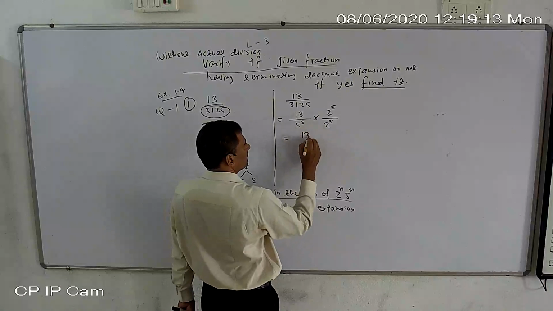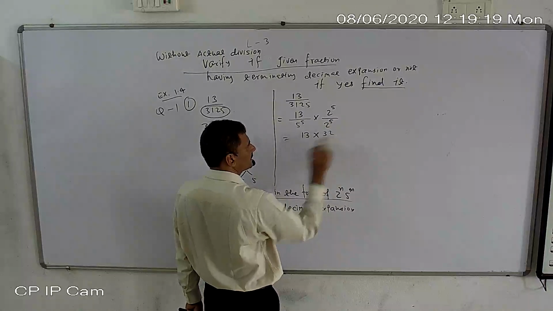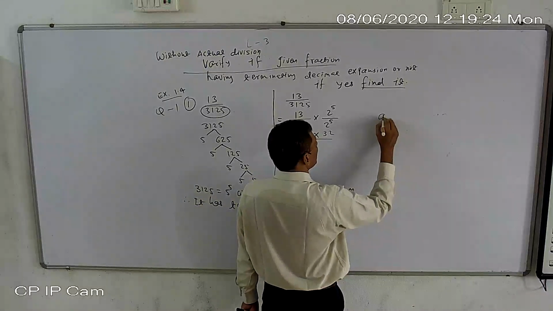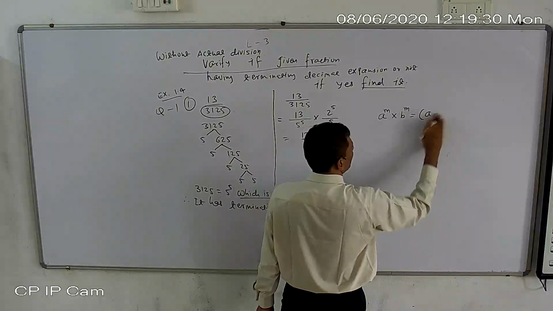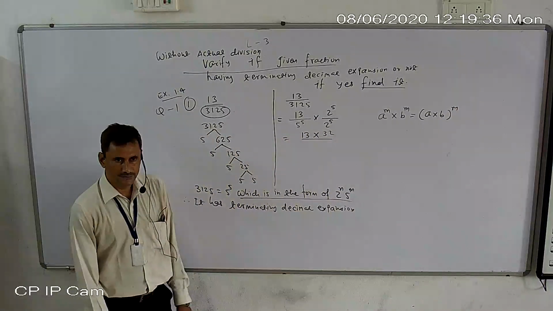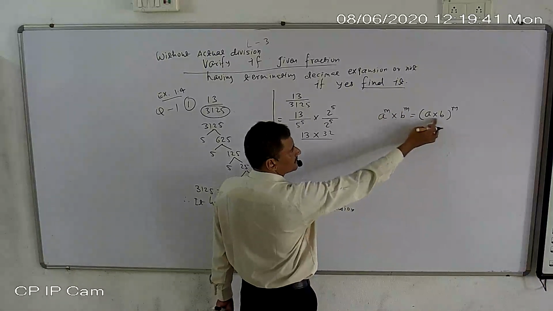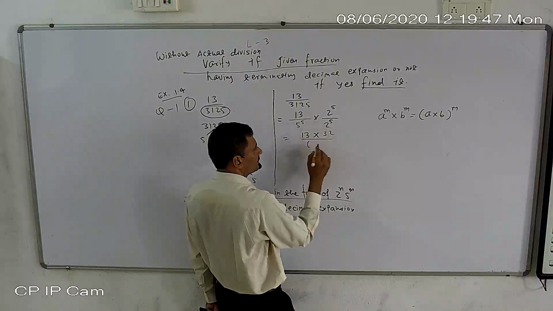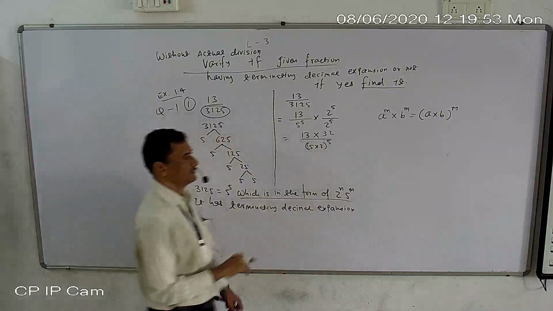Now in the numerator it becomes 13 into 2 raised to 5. Now don't multiply this yet. You know this rule: a raised to m into b raised to m equals a into b raised to m. This is the rule of powers and exponents. So if degrees are equal, then you can combine both numbers this way. Here the degrees of both numbers are equal, so I can write 5 into 2 raised to 5 as 10 raised to 5. This is an extra step.